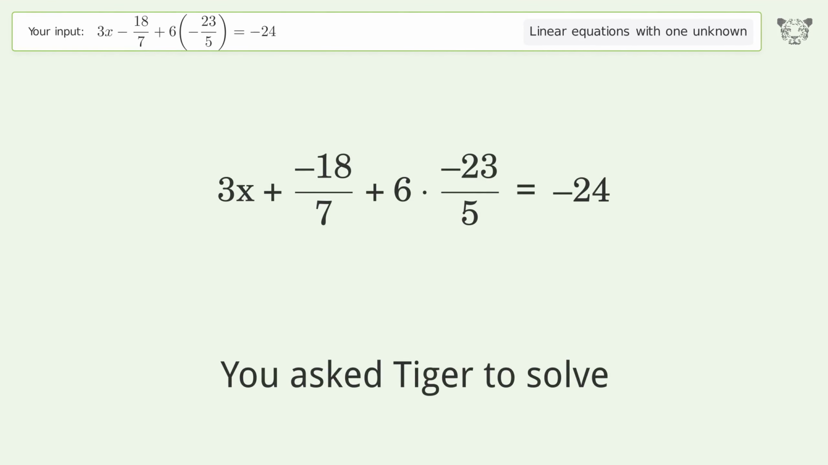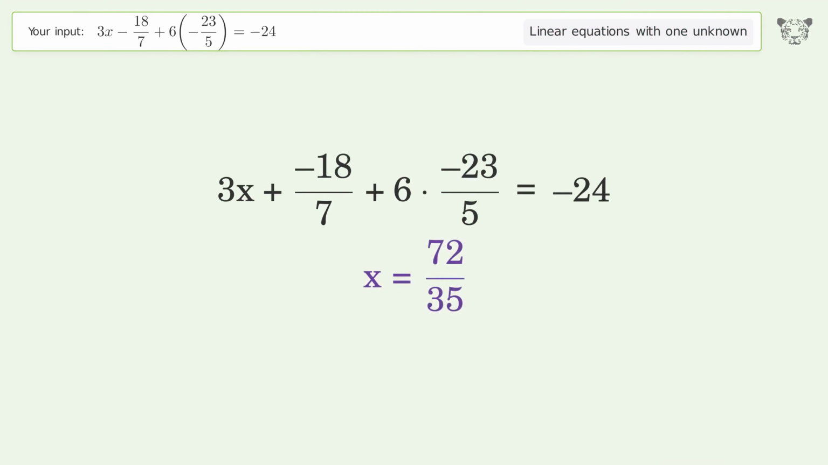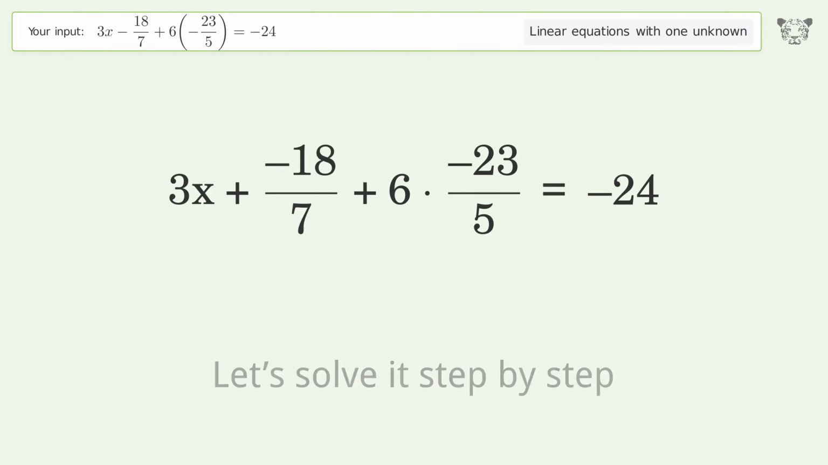You ask Tiger to solve. This deals with linear equations with one unknown. The final result is x equals 72 over 35. Let's solve it step by step.